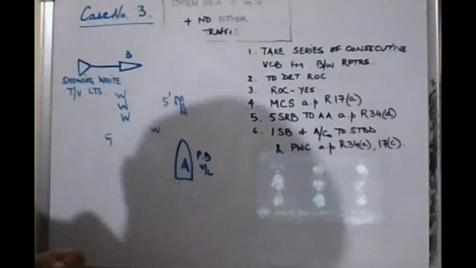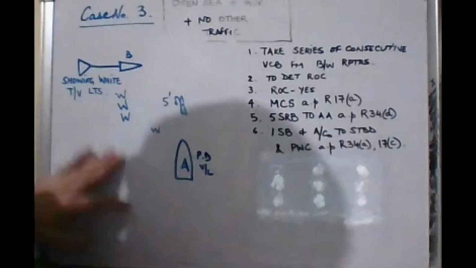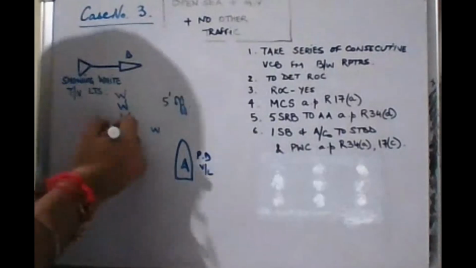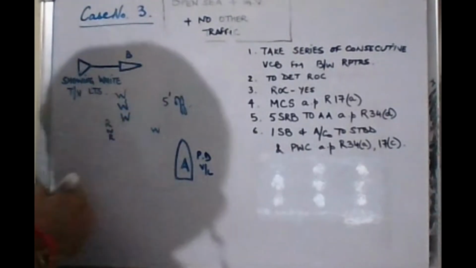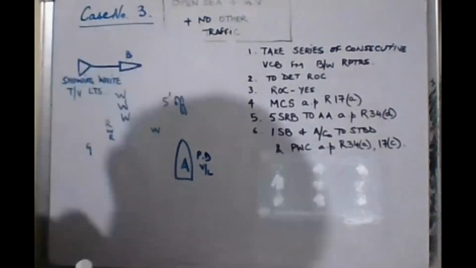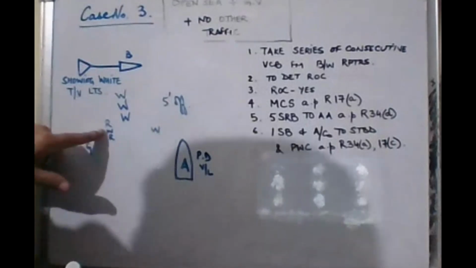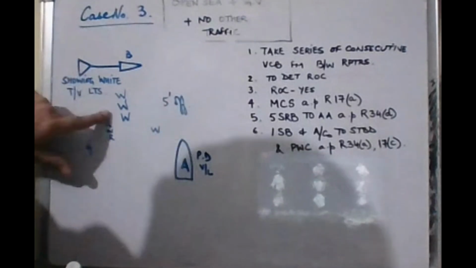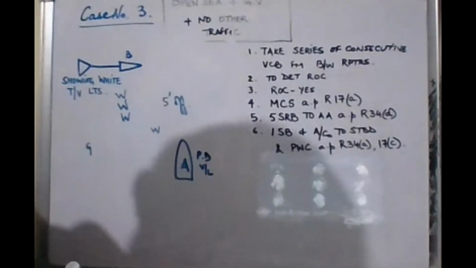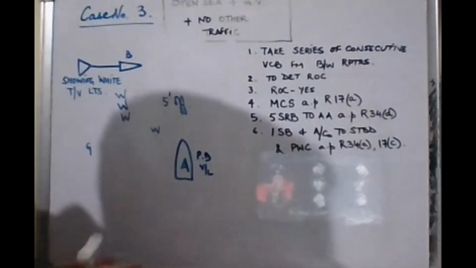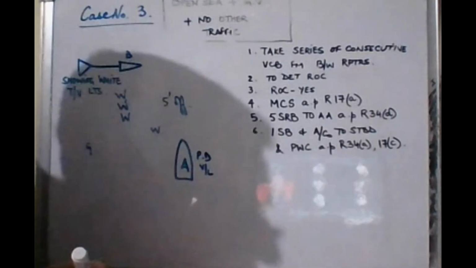So the rule ROR says that she becomes a ram when she shows red, white, red. And like this. Then she becomes a ram. So only when she is showing red, white, red is she restricted in ability to maneuver. If she is not restricted in ability to maneuver, then she will just show like this. In which case, she is to be treated like a normal power-driven vessel. Is that okay?